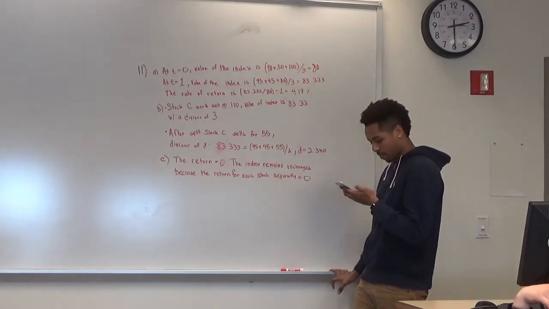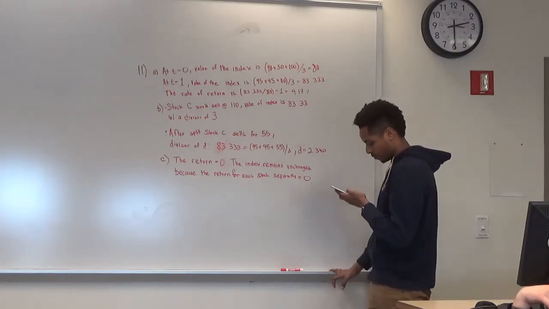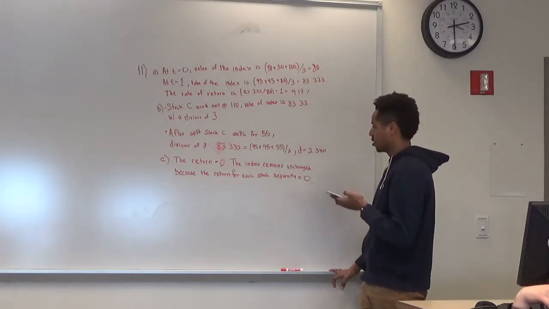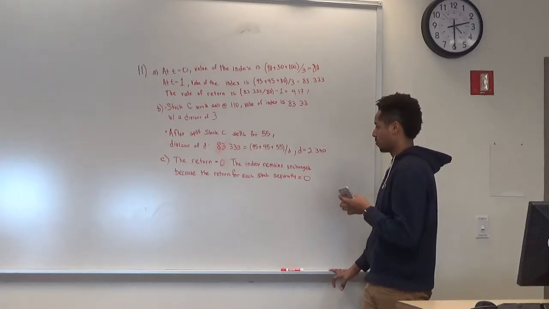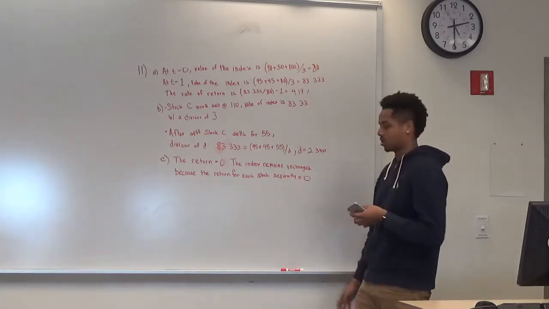And for C, calculate the rate of return for the second period, T equals 1 to T equals 2. The rate of return is 0 and the index remains unchanged because of the return of each stock separately.